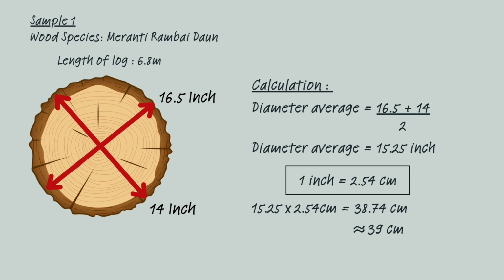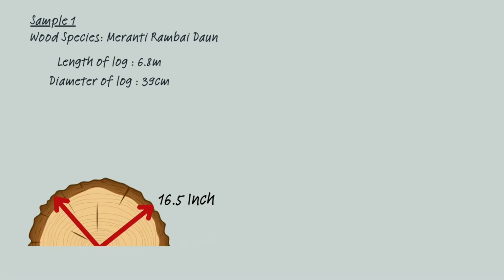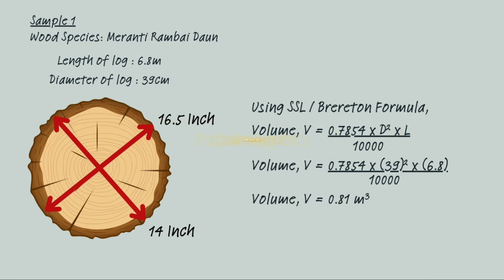Then, we need to change inch into centimeter. 1 inch equals 2.54 cm. So, we will use 15.25 times 2.54 cm to get 38.74 cm. After rounding off, we will get a diameter of 39 cm. After that, we use the South Sea log scale or Barrington formula to find the volume of log, which is 0.7854 times diameter squared times length, divided by 10,000. Substituting in the values, we will get the volume of the log, which is 0.81 meter cube.